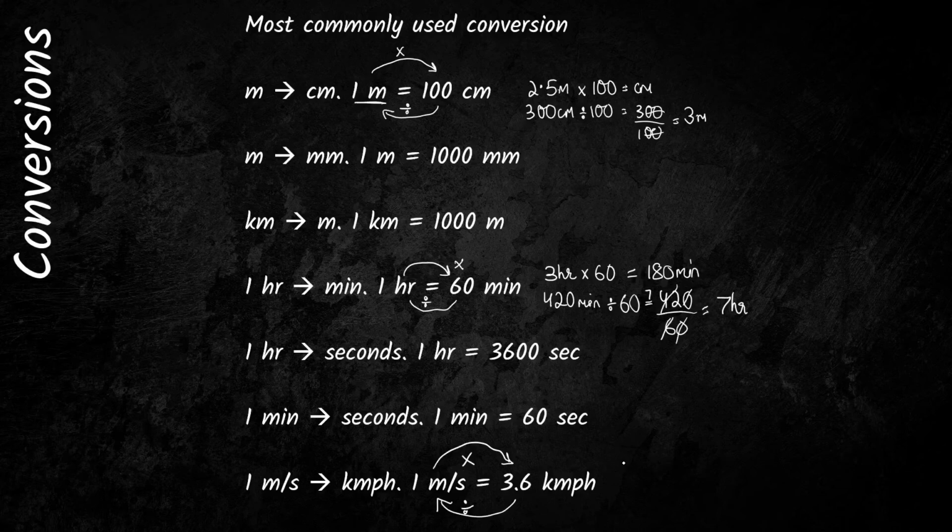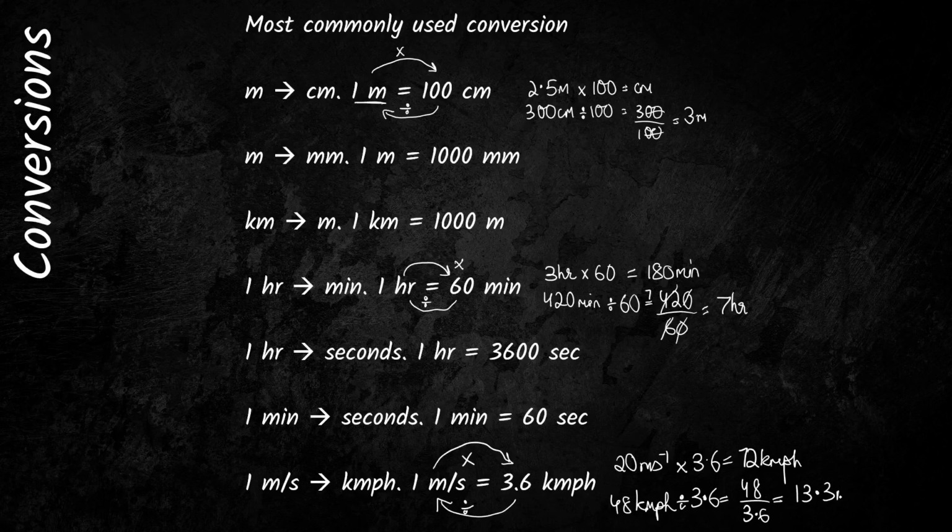So let's say for example you have 20 meters per second and you want to convert this to kilometers per hour. You multiply by 3.6. 20 times 3.6 is 72 kilometers per hour. Let's say you've got 48 kilometers per hour and you want to convert this to meters per second. Fairly simple, you need to divide by 3.6. So 48 divided by 3.6 is going to give me exactly 13.3 meters per second.